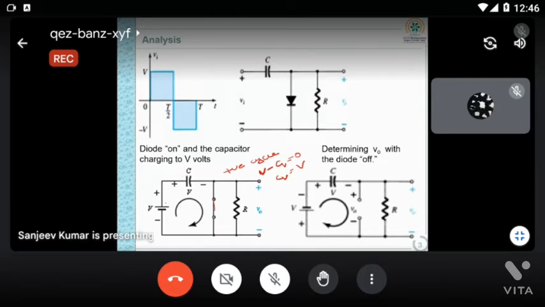Now when you are applying the negative half cycle, this will be minus, this will be plus. The capacitor is already at V. Now in reverse bias condition, this diode will be open. Now whatever current will flow will flow across this one only. So if I am applying KVL here, what will be there? 0 minus V minus V minus V0 is equal to 0. So V0 is equal to minus 2V. So this is for the negative half cycle.